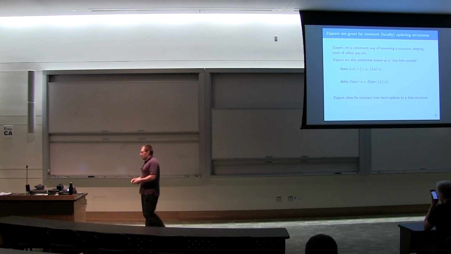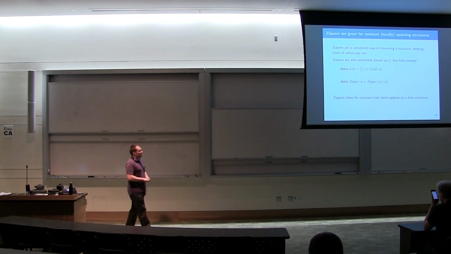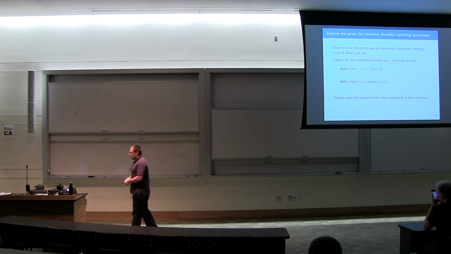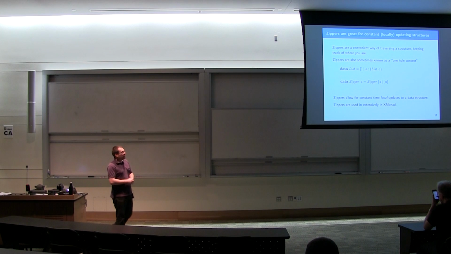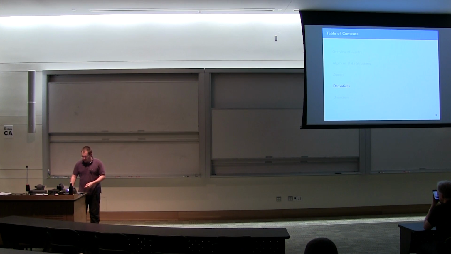But if you make a zipper and you know you're going to be at the end, you can basically just pop your hole down there at the end. So you can move a zipper left and right. You can change where the hole is. And then you just keep updating that value. And now it's a constant time algorithm. And zippers are actually used extensively in Xmonad, for any of you who are familiar with that. They use it for basically figuring out the layers of windows and stuff like that. So now let's jump into derivatives.